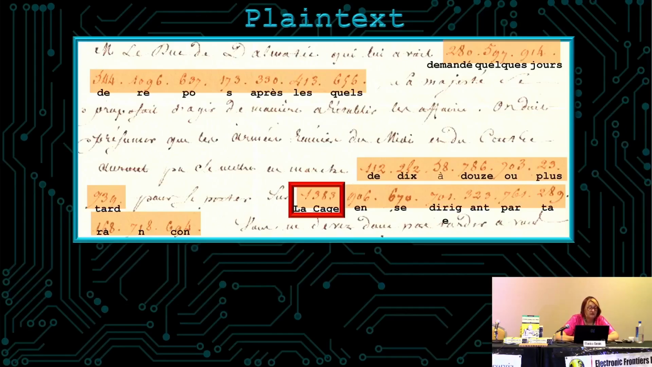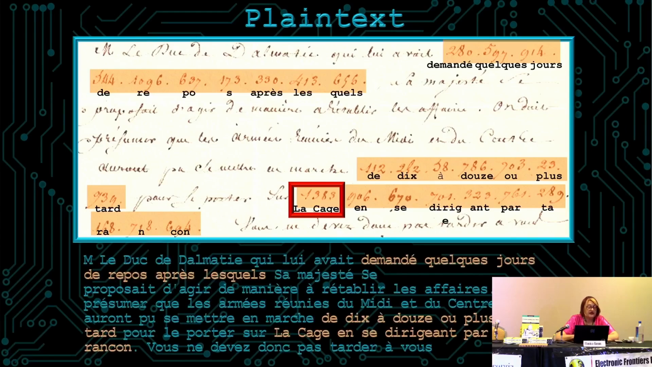So we have here, all right, I don't know who here speaks French. Reads French a little bit. Okay. So it says, "Monsieur le Duc de Damatique qui lui avait," and then you have the numbers. "Demandez quelques jours de repos après lesquels." So asked for a few days of rest after, and then go back to the clear text.